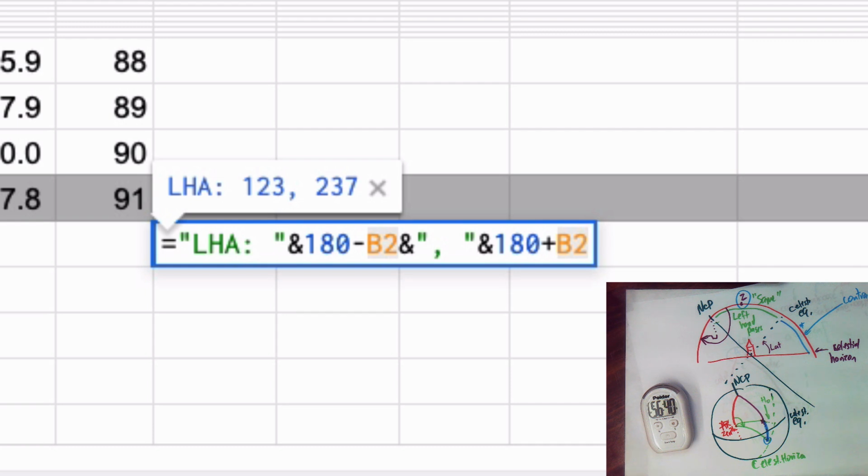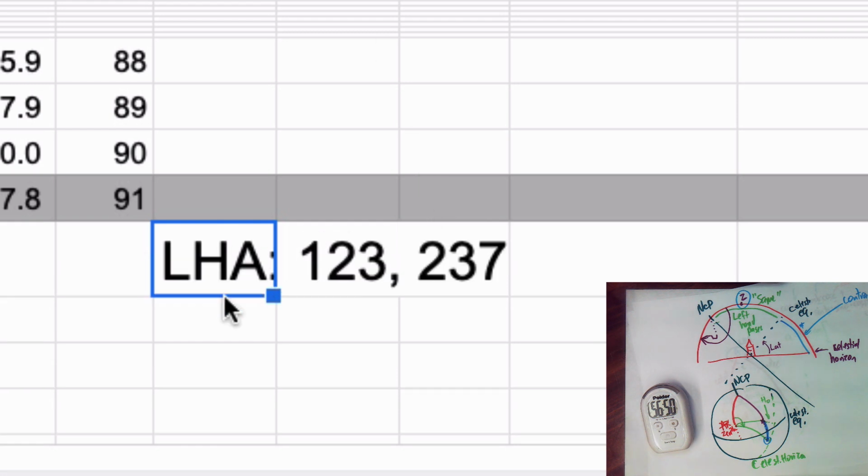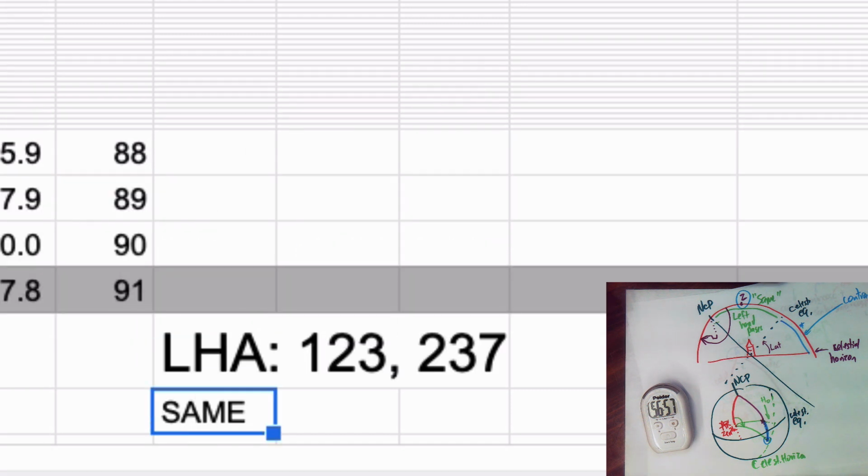All right. And I think that is going to be, all right. And we're going to make that nice and big. We'll do that in 18-point font. We're also going to write the word same, also in 18-point font.